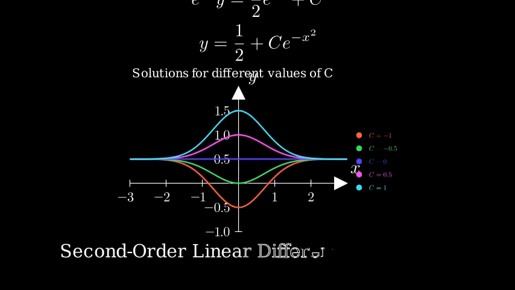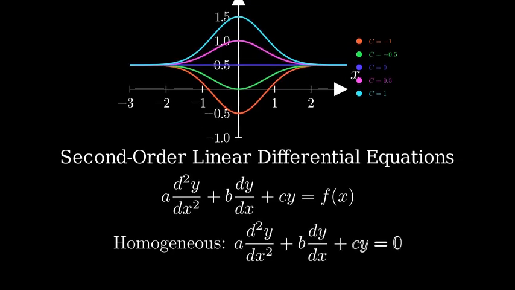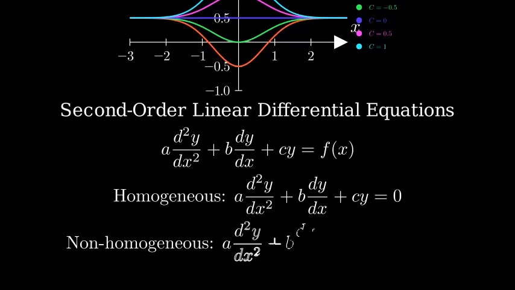A second-order linear differential equation with constant coefficients has the form a·d²y/dx² plus b·dy/dx plus c·y equals f(x), where a, b, and c are constants. When f(x) equals 0, the equation is called homogeneous. When f(x) is not 0, it's called non-homogeneous.